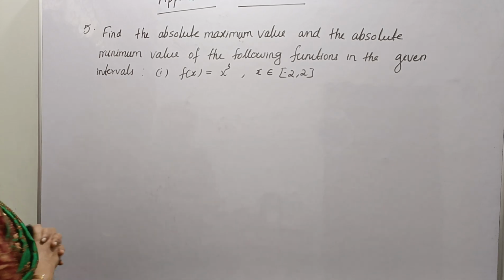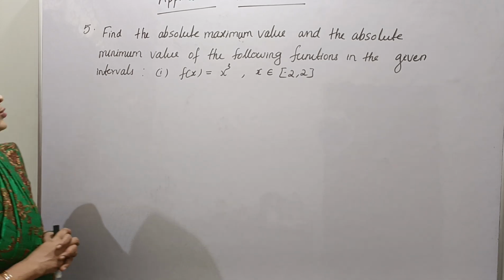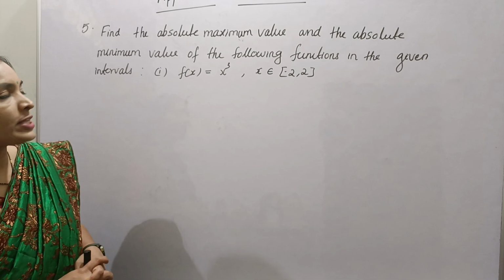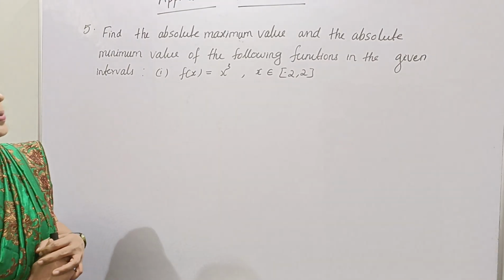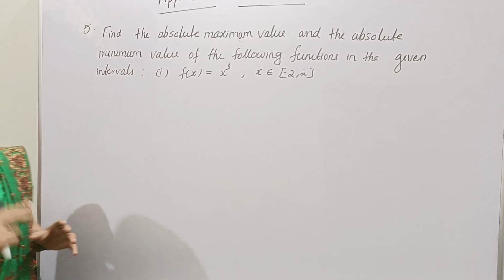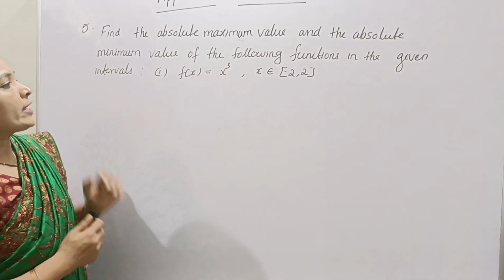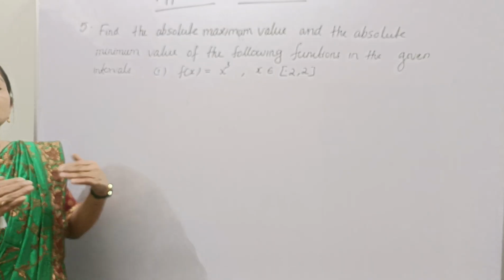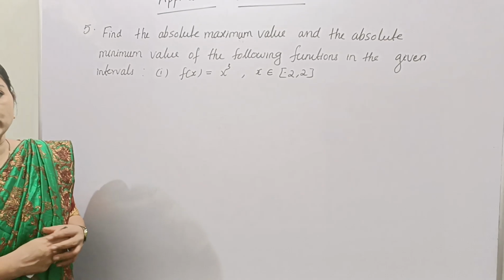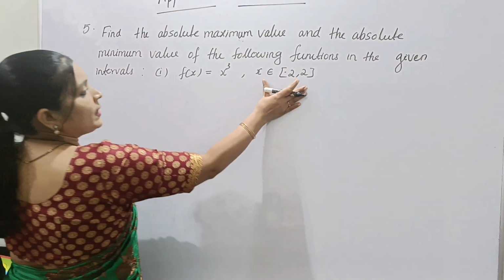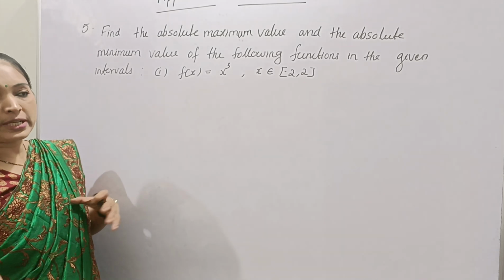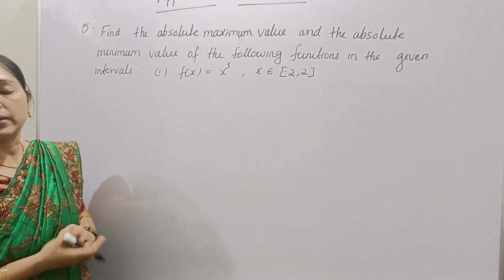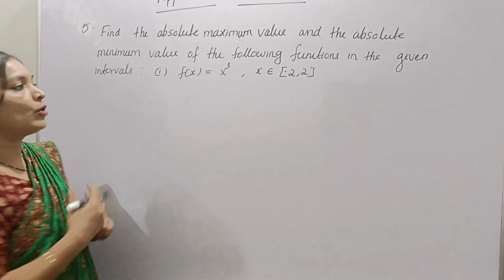Find the absolute maximum value and the absolute minimum value of the following functions in the given intervals. First function, f of x is equal to x cube, x belongs to the closed interval minus 2 to 2. Here we have to find absolute maximum and minimum values. Let's check the least value of x and the greatest value of x.